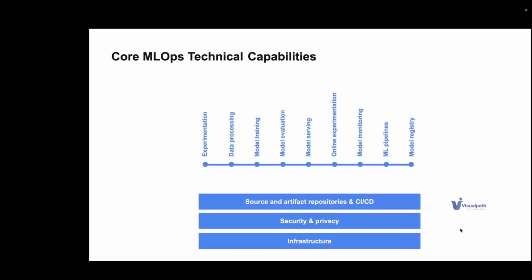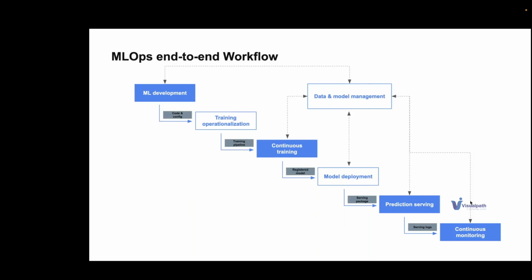So yeah, now we are converging to find out what the core MLOps technical capabilities are, what MLOps processes are required. So we need, let's go from left to right now: experimentation, data pre-processing, model training, model evaluation, model serving, online experimentation. What does that mean? Once you have the model serving, there should be a way to trigger, like we saw here, from continuous monitoring, a trigger in the model management, and a trigger to continuous training, or the ML development. This is what we call online experimentation.